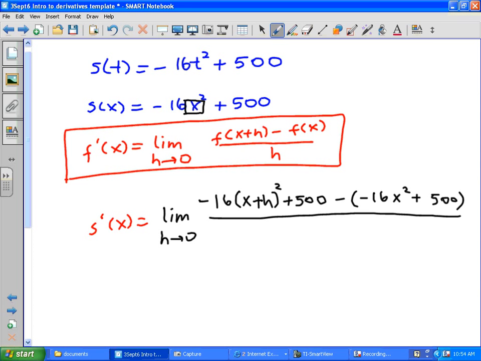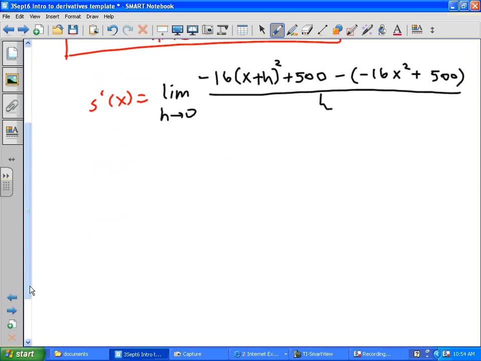And everything should be divided by what? By h. Now we're going to simplify this. Just notice that every step of the way I'm carrying over my limit as h goes to 0 symbol. That's important because the moment I leave that out, I'm talking about averages, but I want instantaneous, so keep that in there. Now, let's do the work over here.